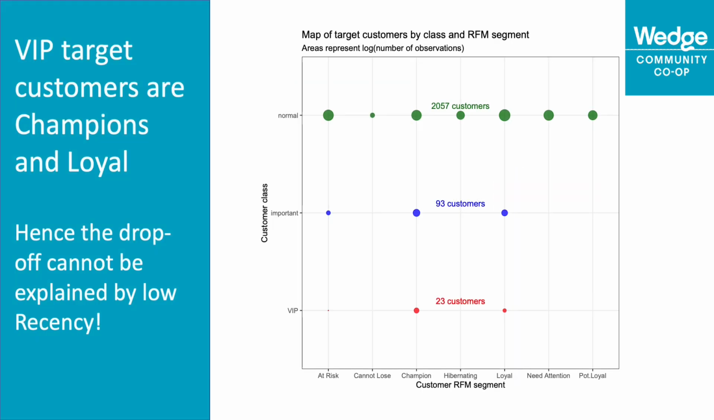This map shows the target customers classified in two dimensions, by customer class in the vertical axis and by customer RFM segment in the horizontal axis. This way, we can see how customer classes are composed. The areas of the circles correspond to the population of each group.